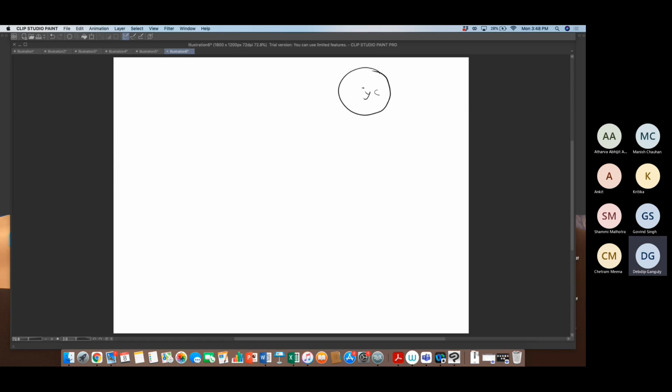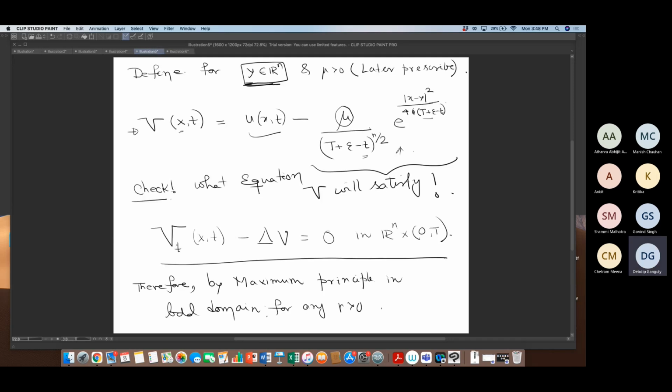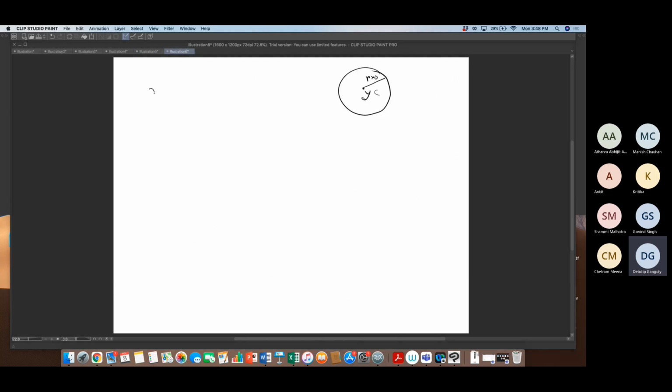So you have a neighborhood around y, for any r positive, a ball of radius r centered at y. Okay, we can use the maximum principle, right? Because it will also be in R^n cross (0,T). The same equation will be satisfied. So maximum of V over B_r closure cross (0,T) is equal to maximum of V over gamma r. What is gamma r? You know what is gamma r.